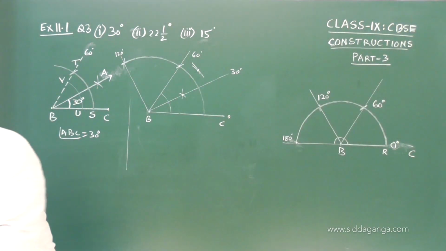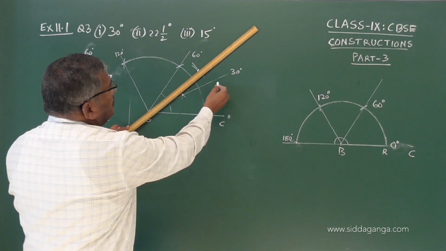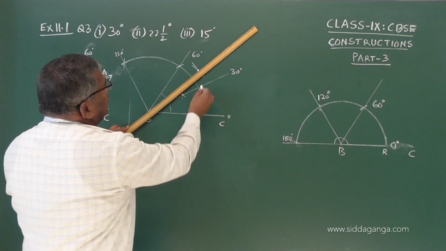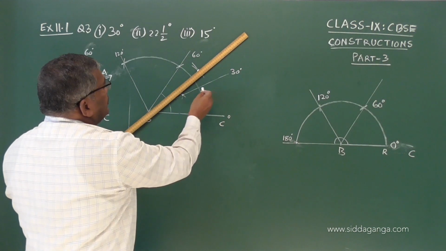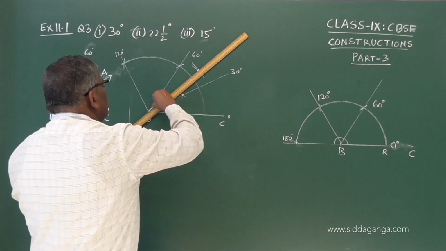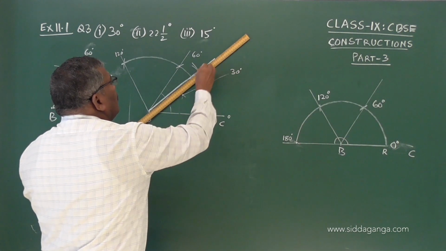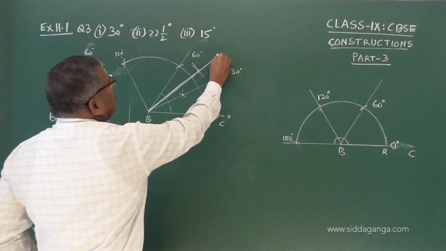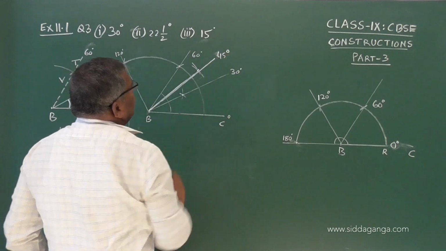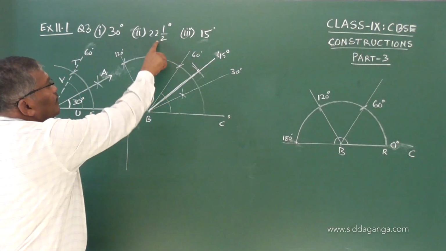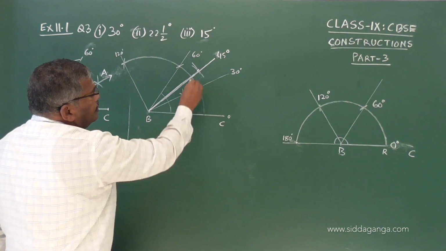Now join this. This is 30. This is 30. Therefore, half of 30 is 15. 15 plus 30 is 45. Therefore, this is the required 45 degree line. I will show it with a bold line. So this is 45 degree. Actually what I need is 22.5, which means half of this. Now I have to divide these two lines.